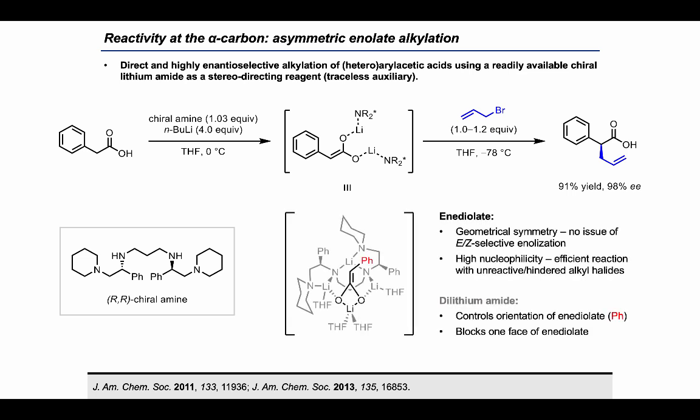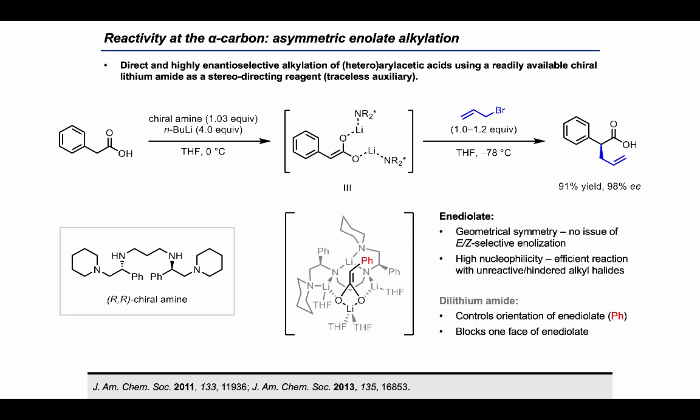The reaction proceeds through formation of an ene diolate by a double deprotonation of the carboxylic acid substrate with n-butyllithium. Since ene diolates are symmetrical, E/Z selective enolization is not a factor here. The chiral diamine auxiliary is also doubly deprotonated to form a dilithium amide. This explains why 4 equivalents of n-butyllithium are required for efficient reactivity. The ene diolate and dilithium amide form a non-covalent complex in solution which directs addition of alkyl electrophiles to one face of the ene diolate.